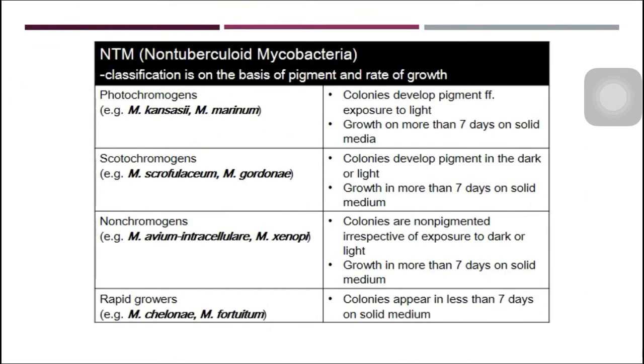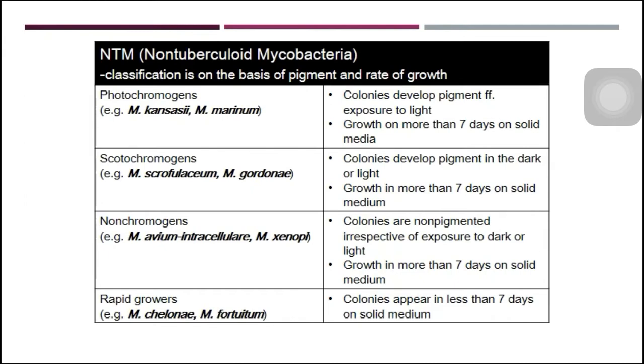So those are the NTM or non-tuberculous mycobacteria based on Runyon's classification. So this is on the basis of pigment and rate of growth. So they can be categorized into photochromogens, scotochromogens, non-chromogens, or rapid growers po. So photochromogens, for example, we have M. kansasii, M. marinum po. Now, photochromogens, their colonies develop pigment following exposure to light, and also growth on more than 7 days on solid media. Now, for scotochromogens, that includes M. scrofulaceum and M. gordonae. Now, their colonies develop pigment in the dark or light, and their growth, okay, is in more than 7 days on solid medium.